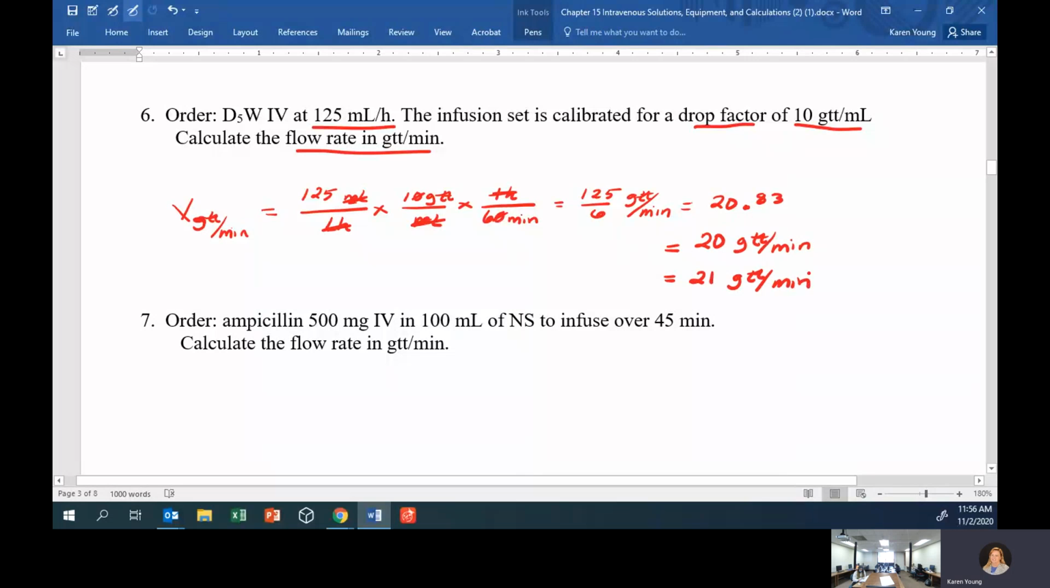I really don't care, because one drop's not going to make a big difference in your medications. So if you give me just the whole number, it's 20 drops per minute. If you round it to the nearest whole, then this one would be 21 drops per minute. So you could do it either way. Okay. So do we have any questions?